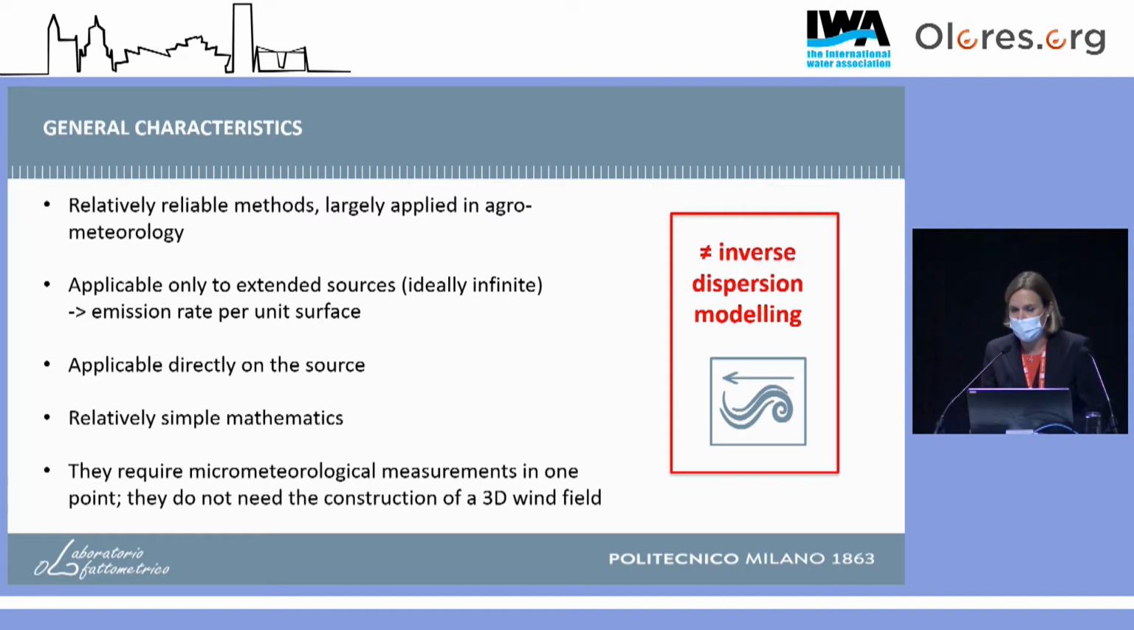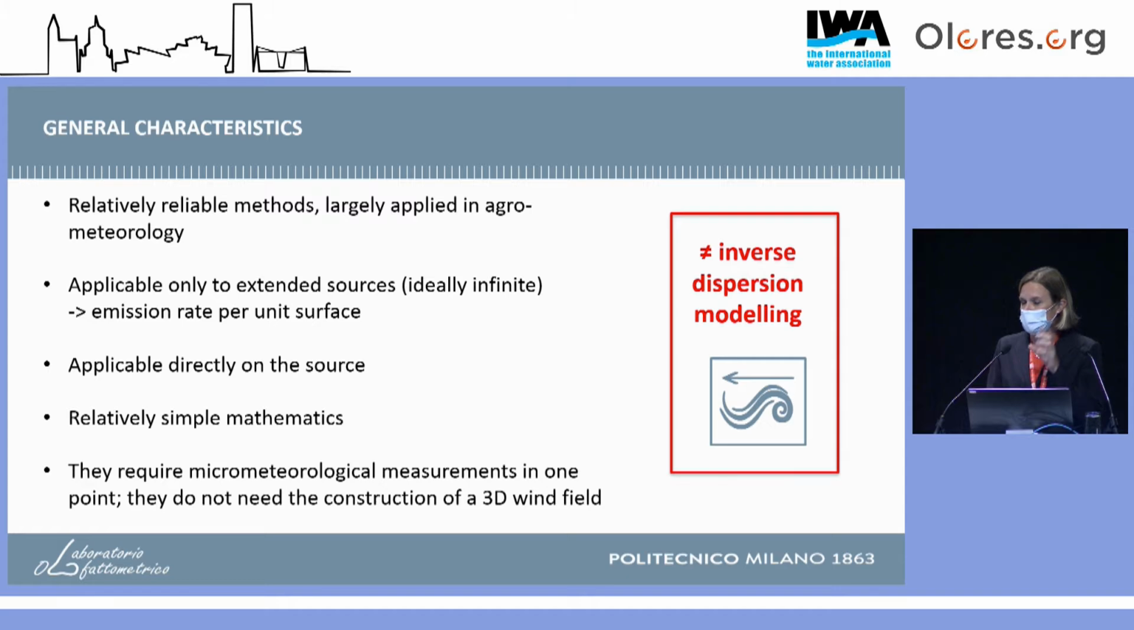What are the general characteristics of these methods? They are relatively reliable, meaning that the literature is full of examples of applications in agrometeorology for the determination of greenhouse gas fluxes, for instance. They are applicable only to extended sources, ideally infinite sources. So they provide an emission rate per unit surface, what we call the specific Odour emission rate in terms of Odour emissions. They are applicable for measurements that are carried out directly on the source.